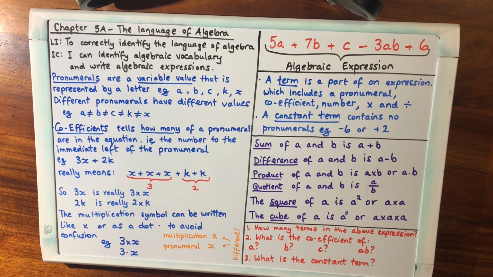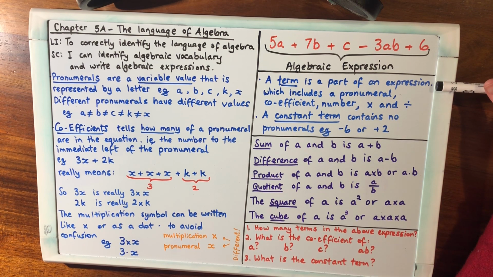The multiplication symbol can be written as in a normal multiplication operation, which you might see as an x, or it could be written as a dot to avoid confusion. I know that my x's look very much like my multiplication symbols. My multiplication x, if you see here, is 2 solid lines crossed, and my pronumeral x, my variable x, is like a backward C and a forward C. So they are different and they mean different things, so don't confuse them. You could write 3x as in 3 times x, or you could write it as 3 dot x, and it means exactly the same thing.